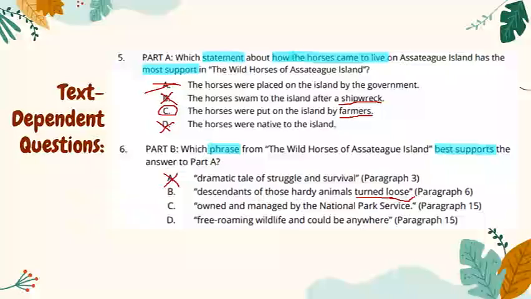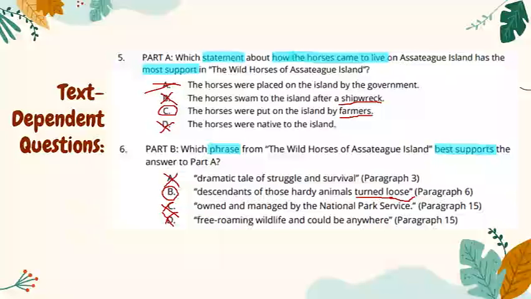C, owned and managed by the National Park Service. No, that doesn't talk about the farmers. And D, free roaming wildlife and could be anywhere. No, that doesn't talk about the farmers putting them on the island. It's definitely B, descendants of those hardy animals turned loose, as in turned loose by the farmers.